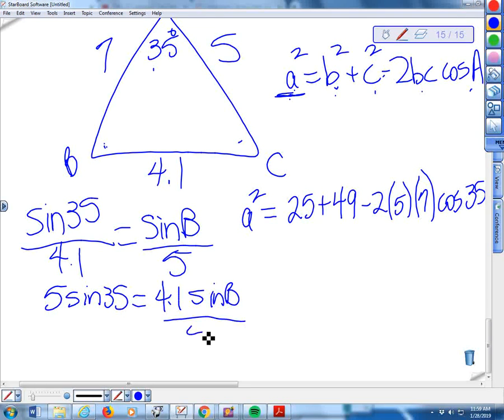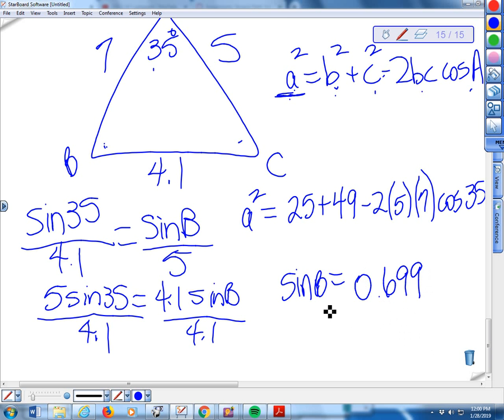Divide by 4.1. So I get sine B equals this whole thing, which I'll just plug in and round. 5 sine 35 divided by 4.1. About 0.699. I need the angle, right? What function do I do when I'm looking for the angle? Inverse sine. So to find the angle, I'm just going to take the inverse sine of this. So that angle is about 44.4 degrees.